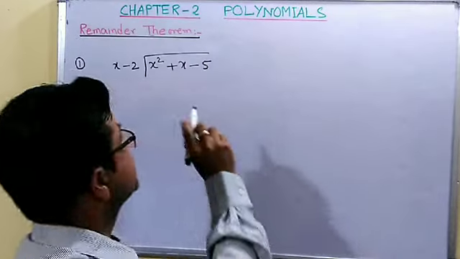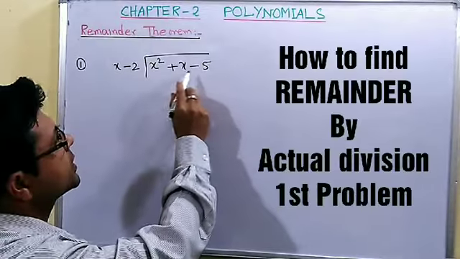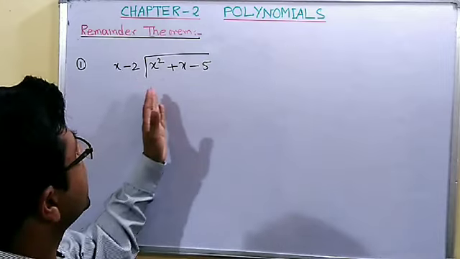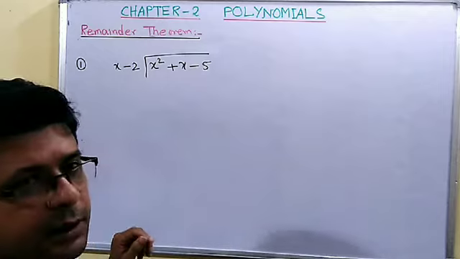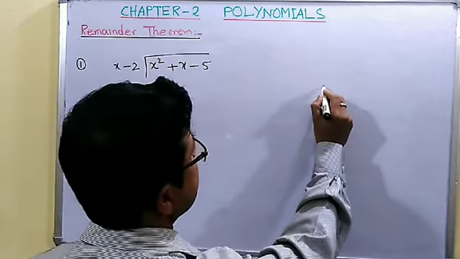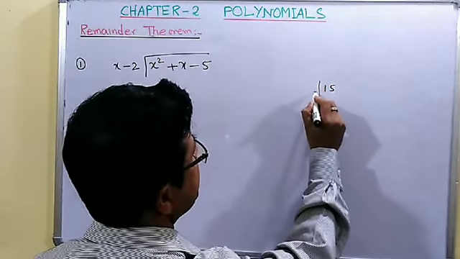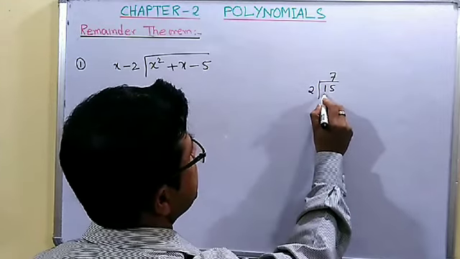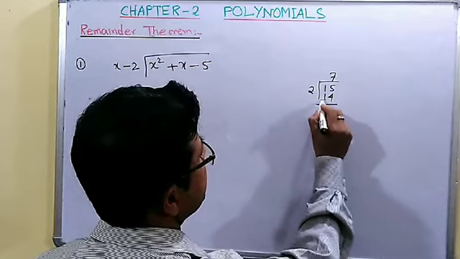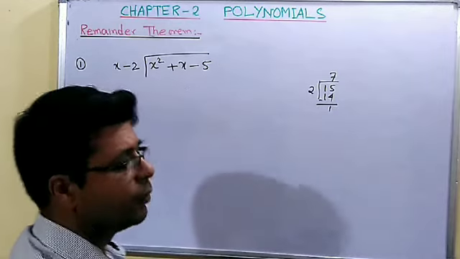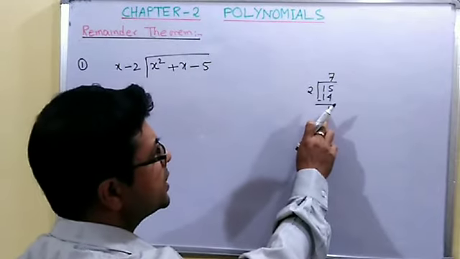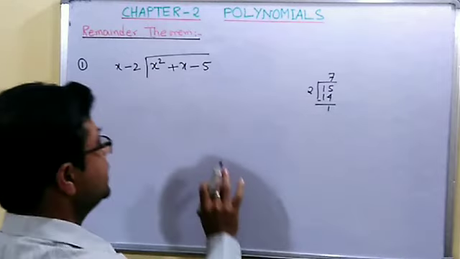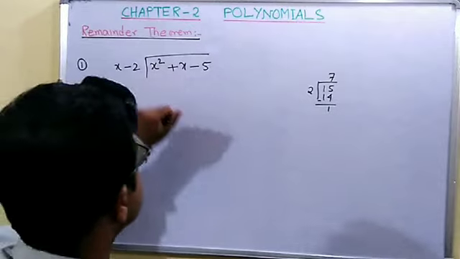We have to divide x square plus x minus 5 by x minus 2. Now let us learn how to divide this by this. Generally, suppose 15 is a number and we want to divide it by 2. 2 sevens are 14. We subtract, the remainder is 1. When we find the remainder is smaller than the divisor, there we stop. Okay, so here let us see what the procedure is.